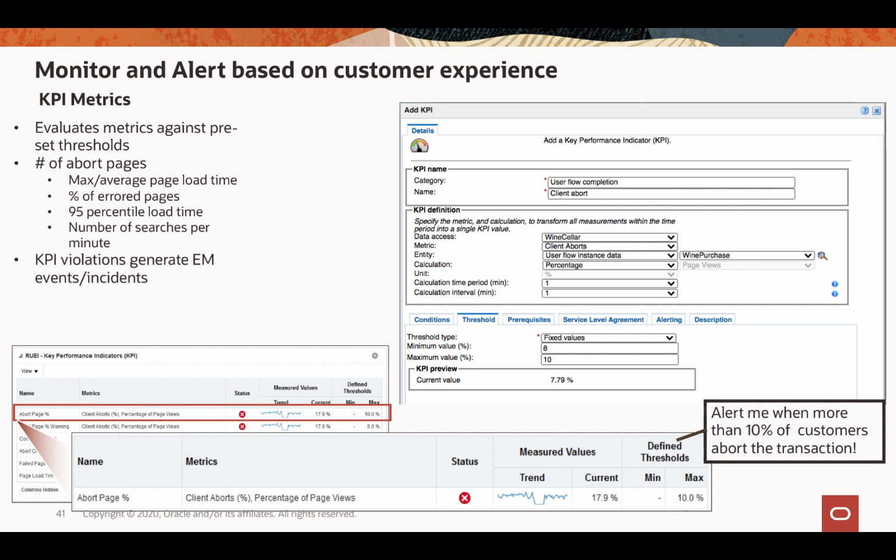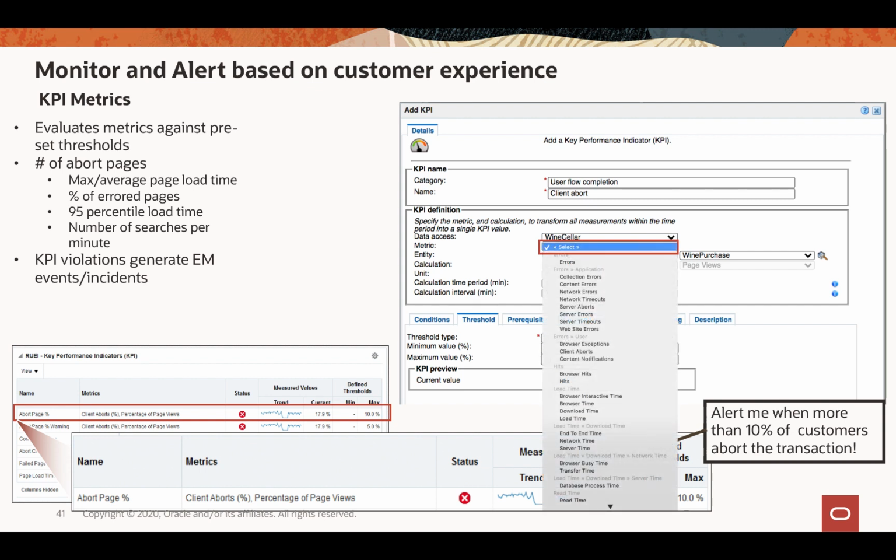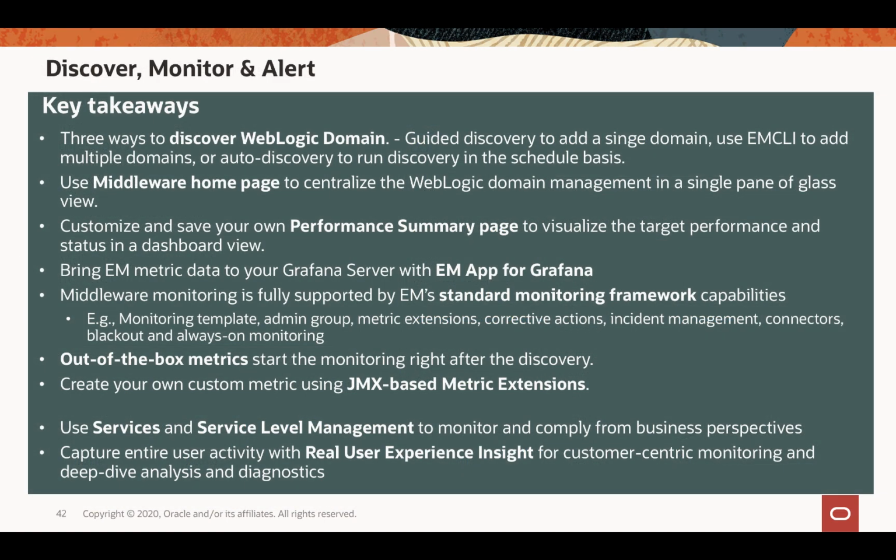And in this example, the client abort is selected as a metric for this KPI, but there is a wide range of metrics that you can select from in order to create a new KPI. And lastly, KPI threshold violations generate EM events. So you can use Enterprise Manager's incident and notification framework to receive and manage alerts, just like you can receive alerts from other EM targets. That was about Discover, Monitor, and Alert in middleware management.